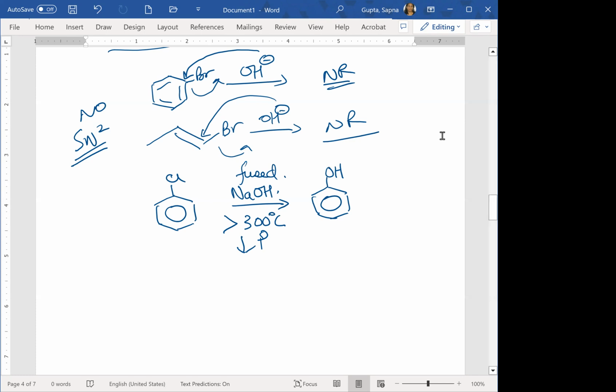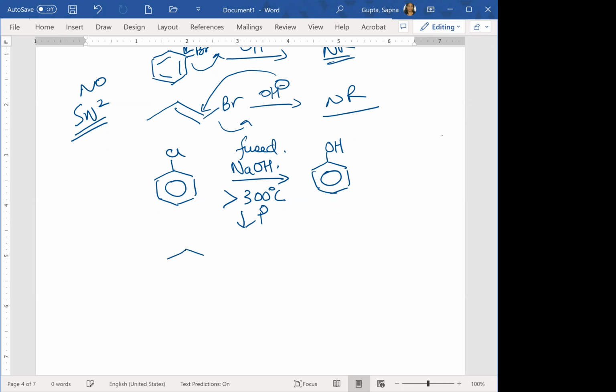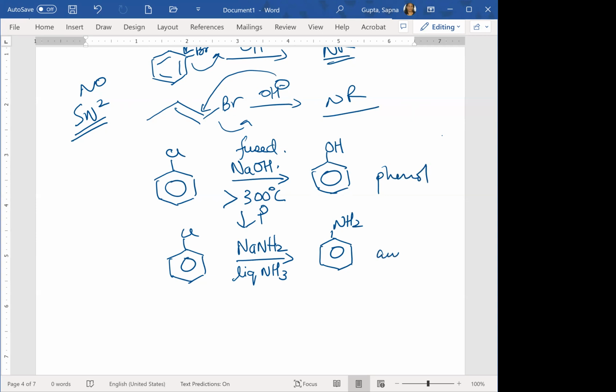So there are two substitution reactions that are possible on the benzene ring. Take Cl, a similar leaving group, chlorine or bromine, it's fine. And then NaNH2, which is sodium amide. This is also done in very harsh conditions with liquid ammonia. And now you get aniline. So you make phenol and aniline.